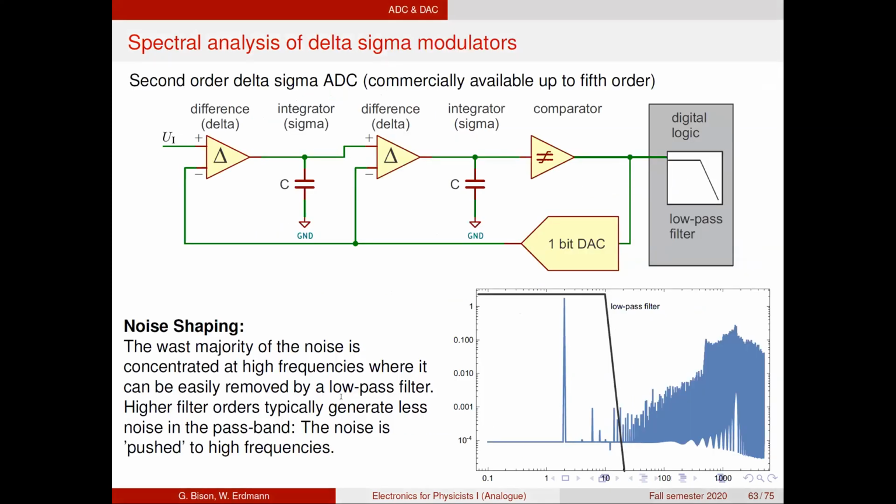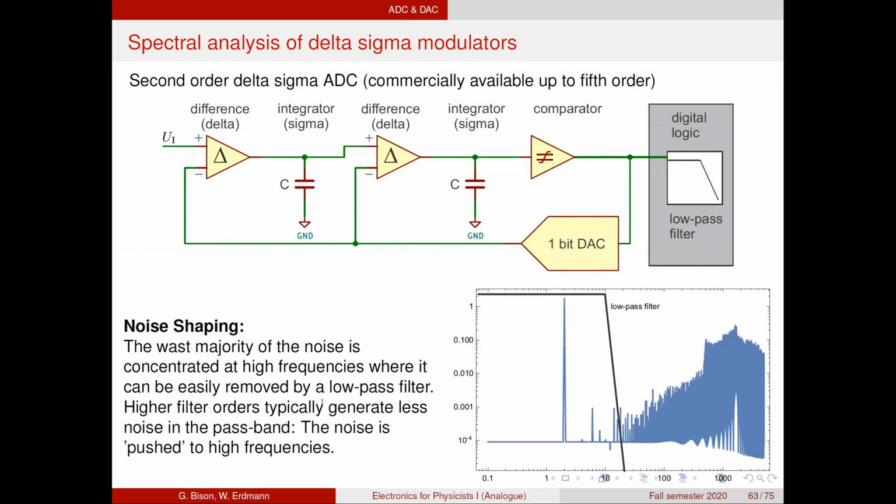Performance can be improved by quite a lot by adding more stages. Yeah, so what we had before is one difference, one delta, and one integrator, one sigma. And now you can take the output of that and put it through another stage. We build one more difference and one more delta, and then there's the integrator, and you feed the 1-bit DAC back into both of those stages.